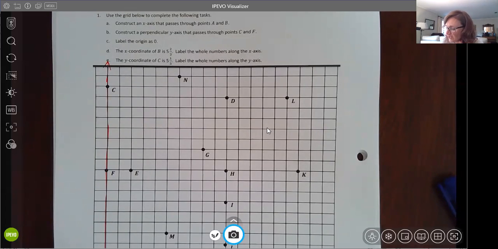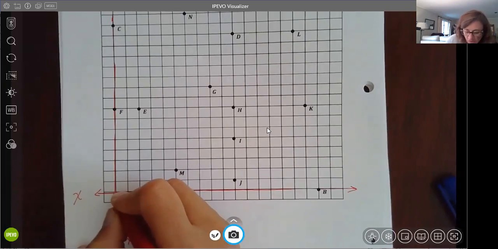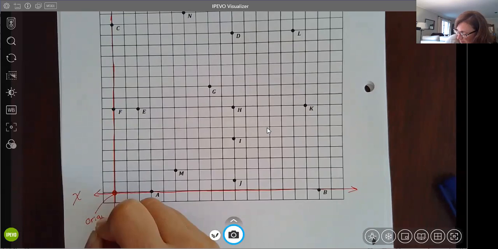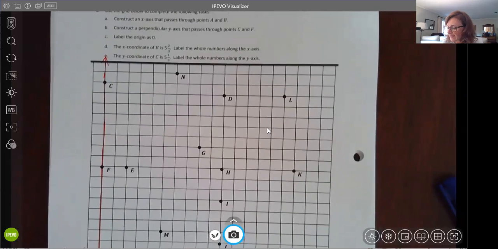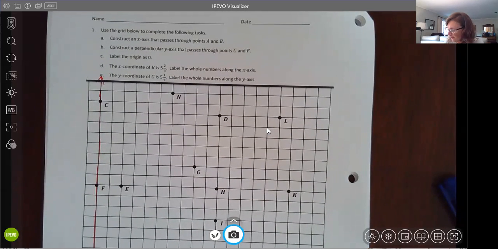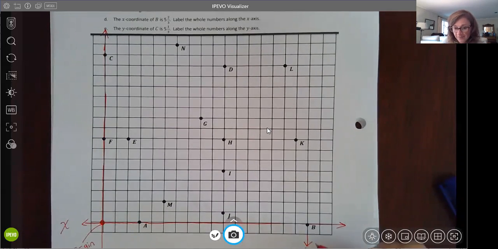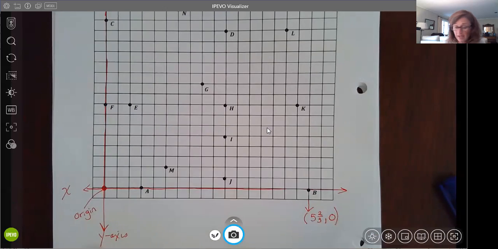Okay? So label the origin. The origin is where the x and the y intersect. So right here, here's my origin. Now it says the x coordinate of B is 5 2/3. All right. So this point is 5 2/3. And then we don't go up or down because it's on the x-axis, so it'd be comma 0.